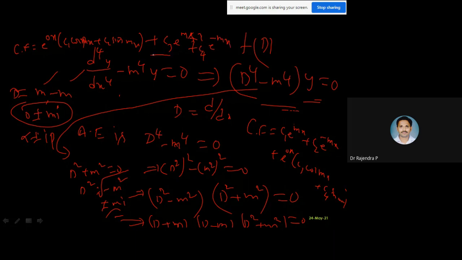So both answers are correct. Either this or this, both answers are correct, but you should know how to write it. I'm going to take some more, don't worry, because I did not introduce in our last class how to write with 4 roots. Did I take any problem? I was not taken, right? With 4 roots. No, sir.